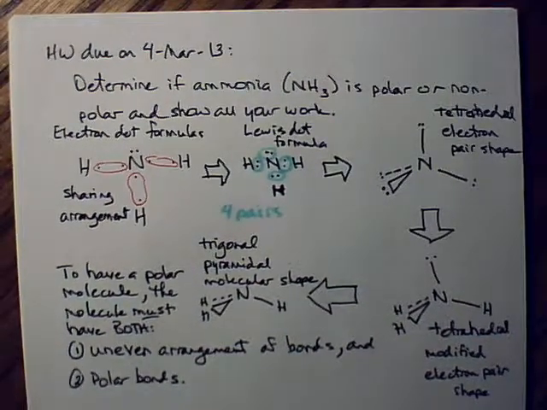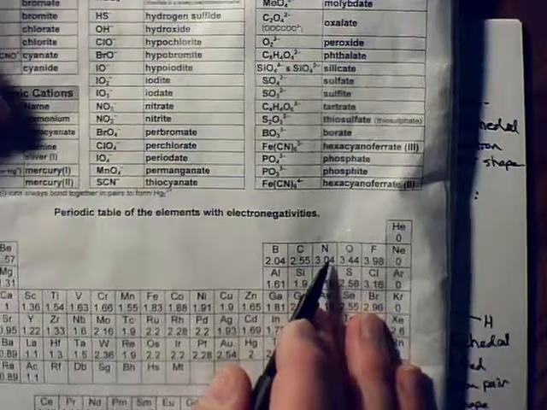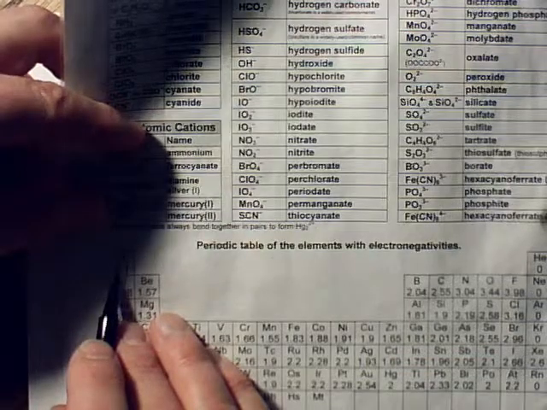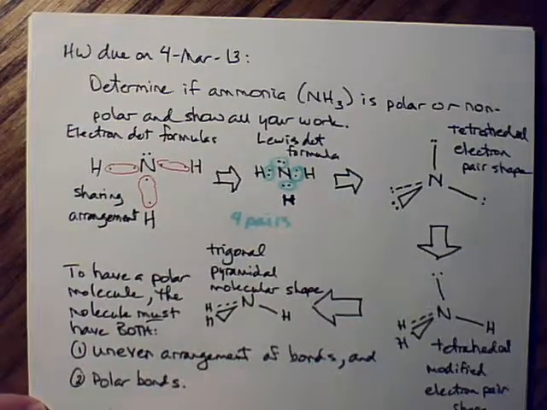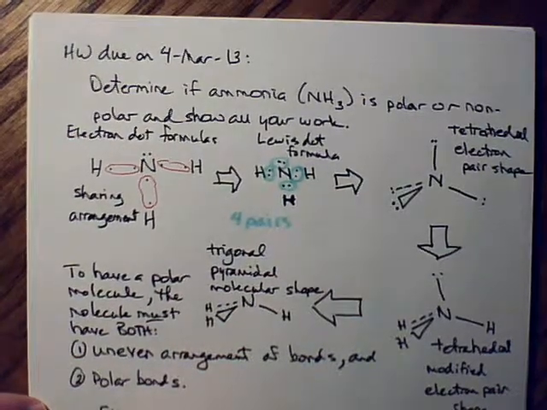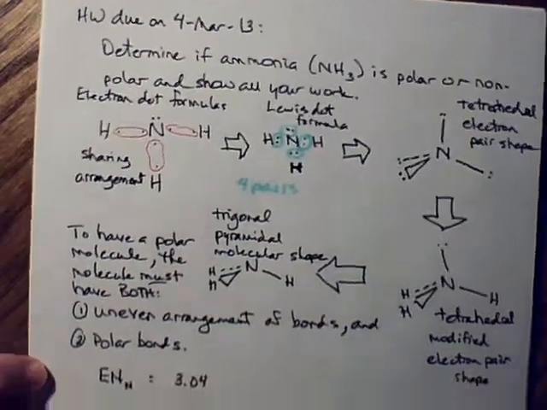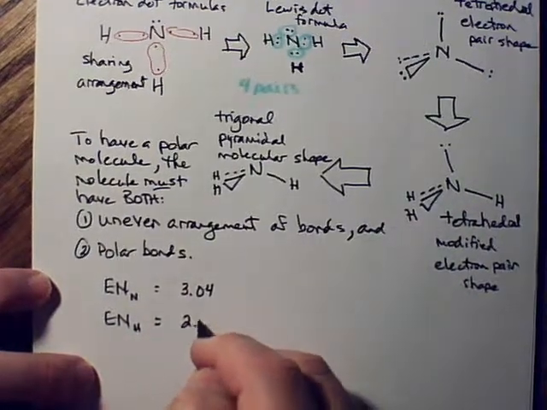Now, to find if you have a polar bond or not, we've got to look at the periodic table with electronegativities. Nitrogen has an electronegativity of 3.04. Hydrogen has an electronegativity of 2.1. We want to find the difference between the two. The word difference is a math term for subtraction, basically. It indicates you're supposed to do subtraction. So the electronegativity for nitrogen is 3.04. The electronegativity for hydrogen is 2.1.